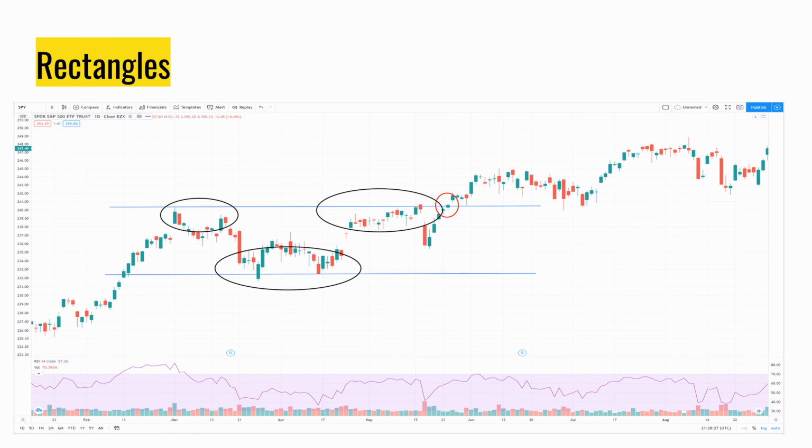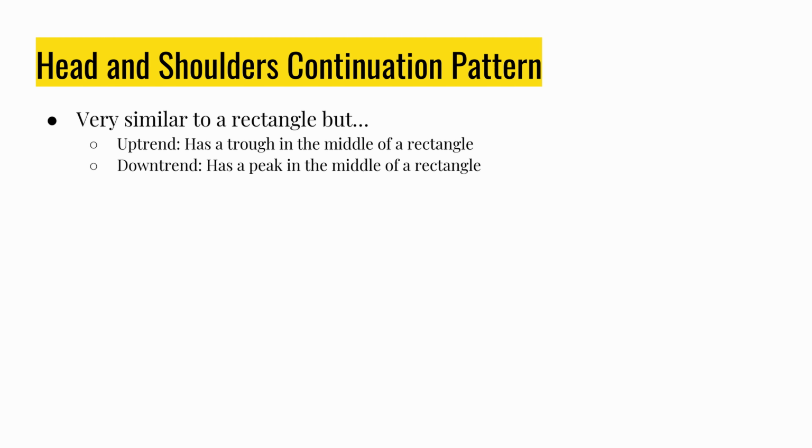The last continuation pattern we'll be talking about is the head and shoulders continuation pattern. They're very similar to rectangles and can be technically classified as a rectangle, so I consider it a special type of rectangle where in an uptrend there is a trough in the middle of the rectangle, whereas in a downtrend there is a peak in the middle of the rectangle.